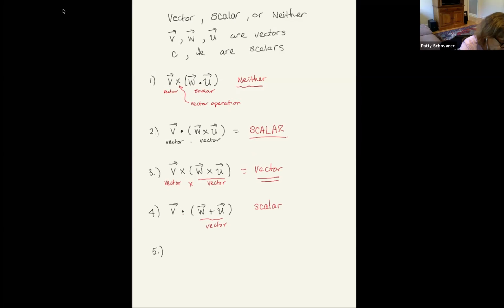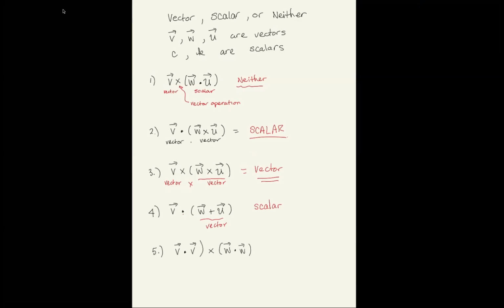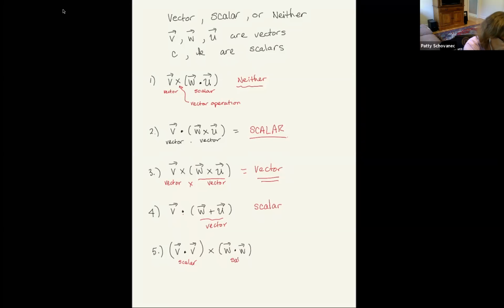How about V dot V cross W dot W? Neither? It is a neither. This is a scalar. That's a scalar. Oops, can't spell it. I still can't spell, but a cross product is a vector operation. I can't cross two scalars, so this is a neither.